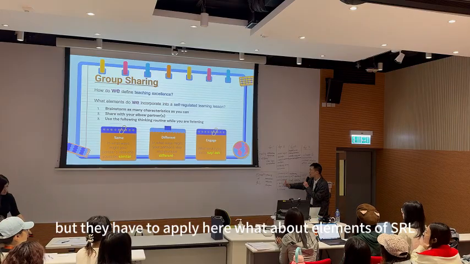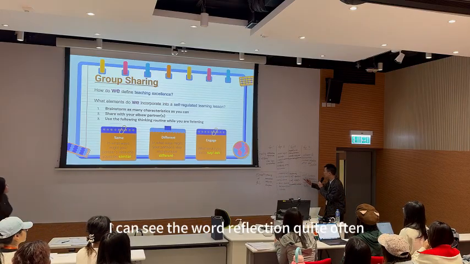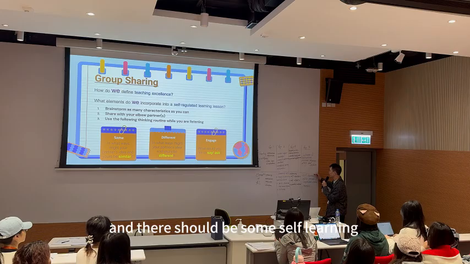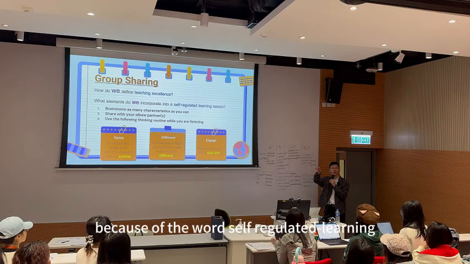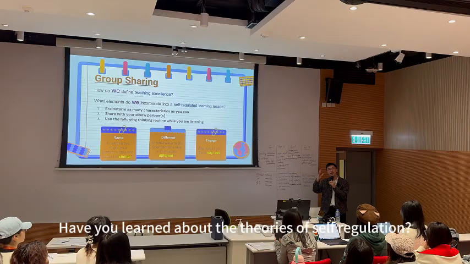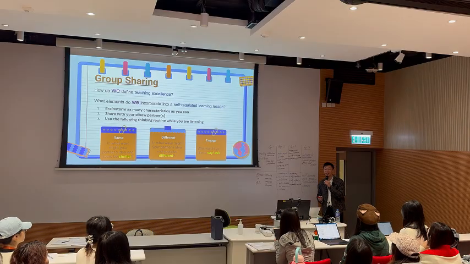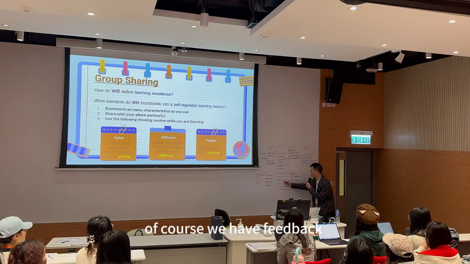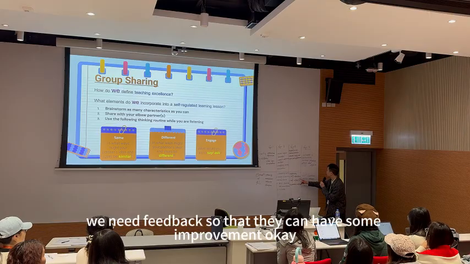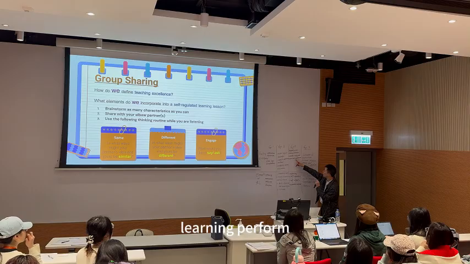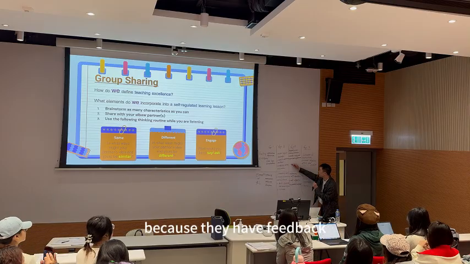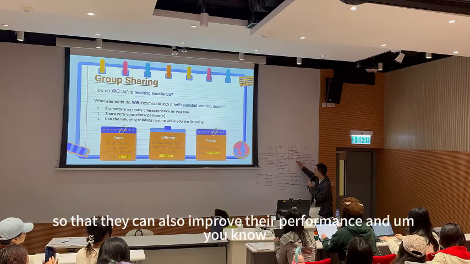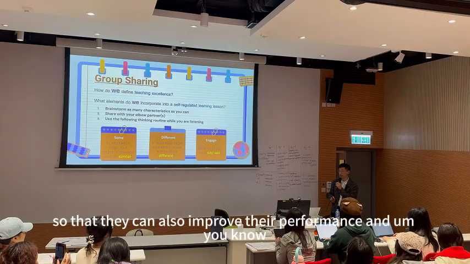What about elements of SRL? I can see the word reflection quite often. And there should be some self-learning. Self, because of the word self-regulated learning. Have you learned about the theories of self-regulation? Not yet. Okay. Now, you can see, of course, we have feedback. We need feedback so that they can have some improvement. They can improve their learning performance because they have feedback. Do you see that? They can have reflection so that they can also improve their performance.